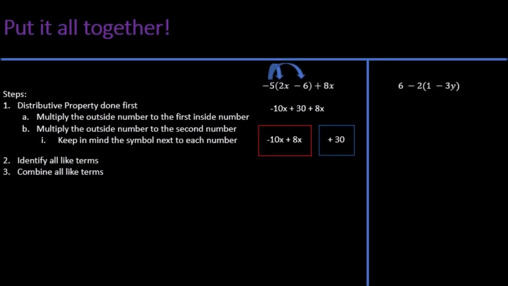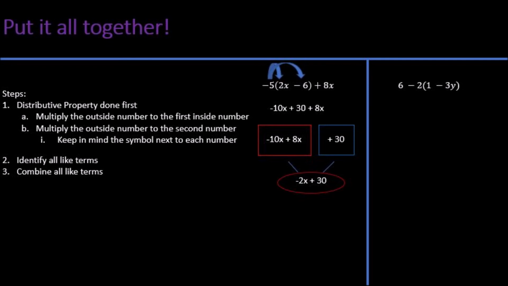Now it's time to identify all those like terms using now the given equation. The negative 10x and 8x go together, and the plus 30 goes by itself in its own box. That final step is to combine all those like terms by adding that negative 10x and 8x to give us a negative 2x, and to bring down the 30 since it's by itself and there's nothing to really calculate. Your final answer is a negative 2x plus 30.